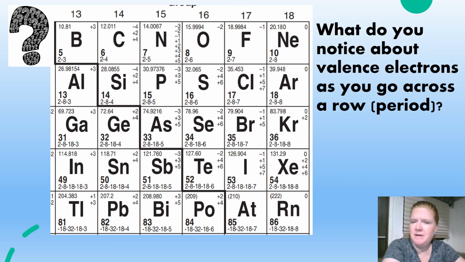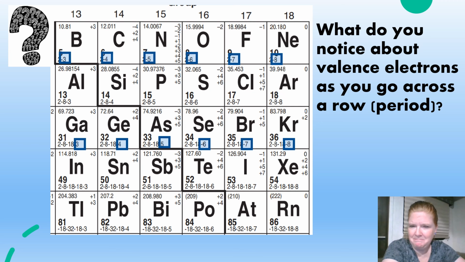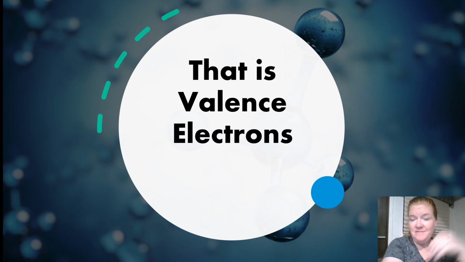What do you notice about valence electrons as you go across a row or a period? Well, like this. Or like this. What do you notice? They keep going up, right? Until 8. You see 8's the biggest number you'll see. And that's valence electrons. Really simplified view of it, but I hope you learned something new today.